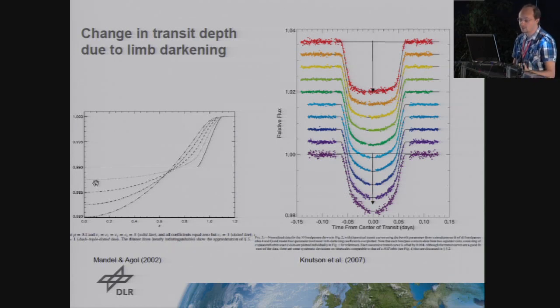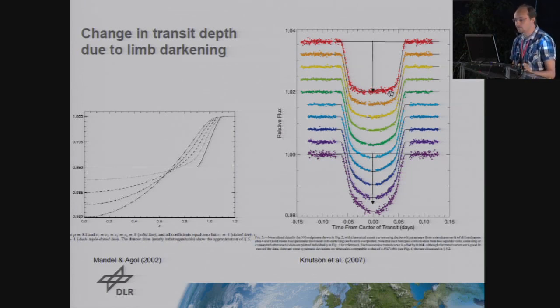From 12 years ago. And these different curves, dashed and point-dashed, represent different limb darkened light curves. And you can see that the transit depth can change by a factor of 2, so that it is not a negligible effect.